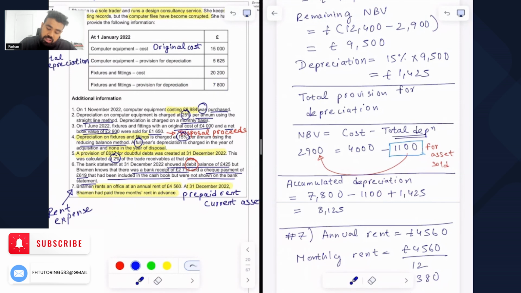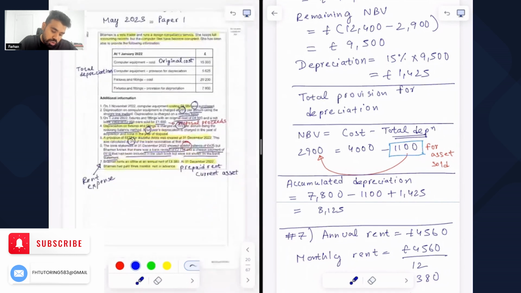Then we subtracted 1,100 pounds, which reflects the disposal, the removal of the asset that we have disposed. And then we added a further 1,425 pounds, which simply relates to the depreciation expense for all the remaining fixtures and fittings in the books for the current financial year. So once we do that, we arrive at 8,125 pounds for the accumulated depreciation of fixtures and fittings.